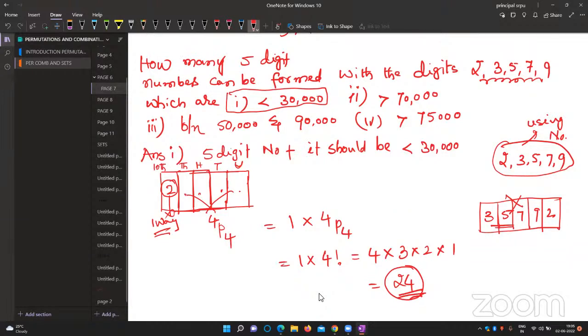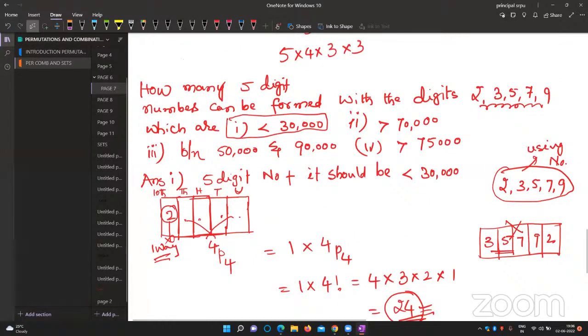We can form, say, by using the digits 2, 3, 5, 7, 9, 24 five-digit numbers which are less than 30,000. So now I'll go for one more question.